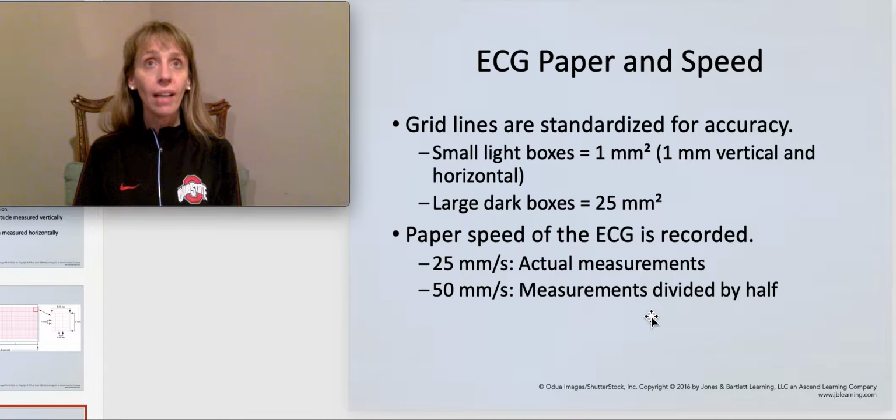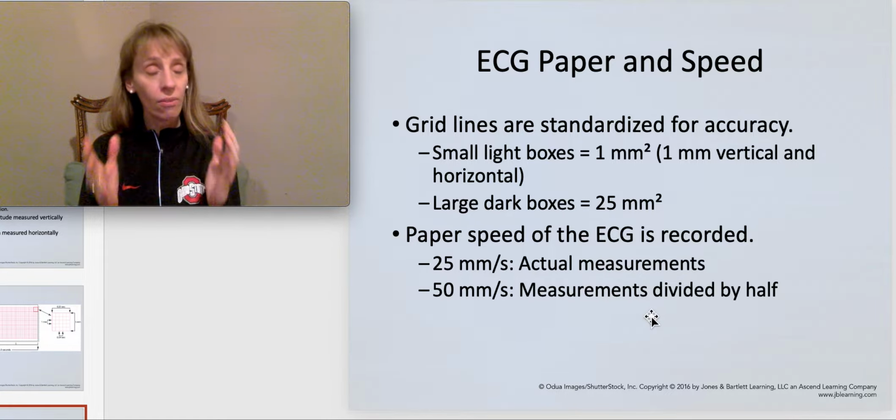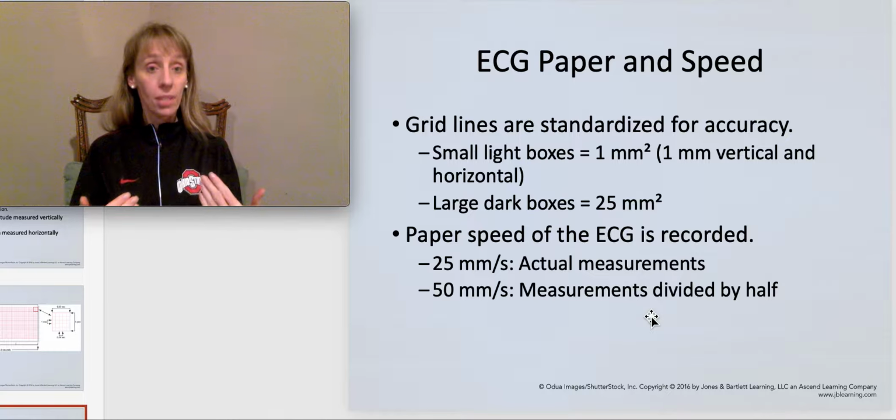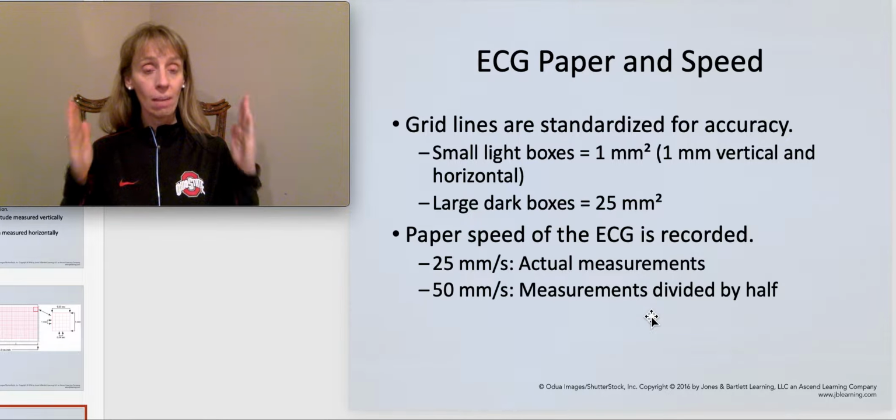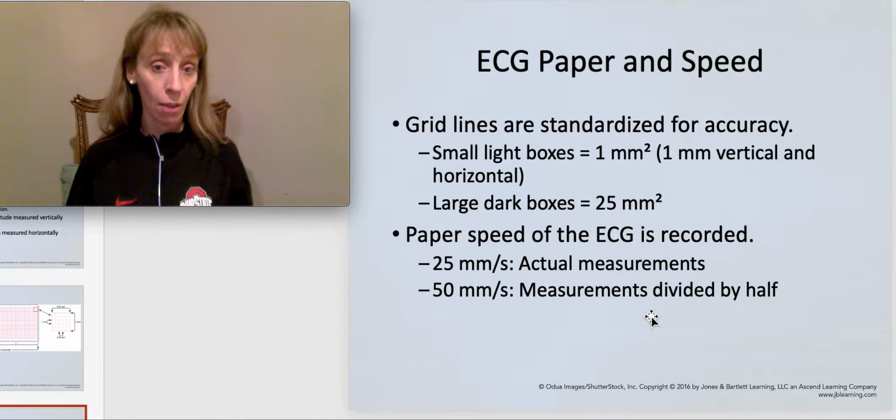So these grid lines are standard, they're for accuracy. Again, a little box is 1 millimeter in height and 0.04 seconds in the horizontal. I'm going to talk very quickly about the speed of the paper. The speed of the paper is just going to be set. We're not going to mess with the speed of the paper unless we've been told otherwise.